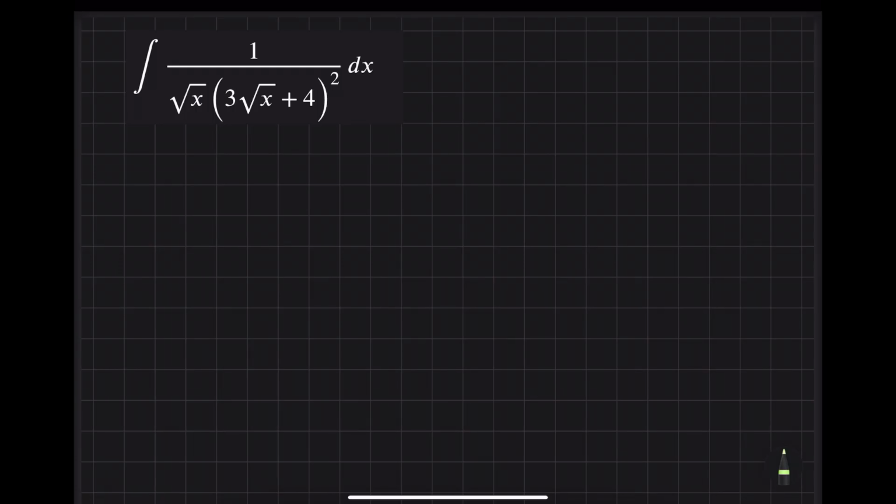So we have this situation. We have to integrate 1 by root x, 3 root x plus 4, whole power 2. Now look at this. You know that we don't have any direct formula to integrate these kinds of things. So we will take help of substitution.